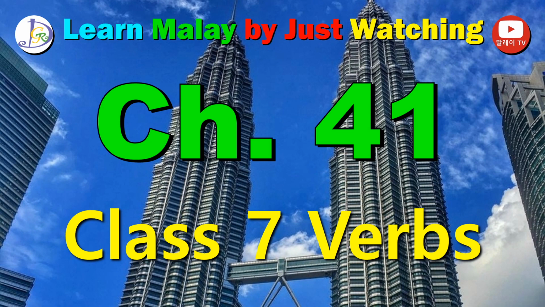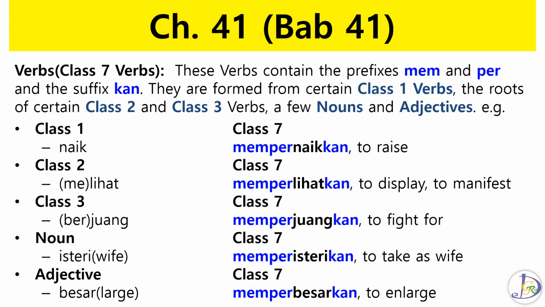Today we are going to chapter 41. I'm going to explain about class 7 verbs. Chapter 41 or bab 41. Class 7 verbs. These verbs contain the prefix mem and per and the suffix kan. They are formed from certain class 1 verbs, the roots of certain class 2 and class 3 verbs, and a few nouns and adjectives. Examples: for class 1, naik means to raise, to go up, to increase. Class 7, mempernaikkan, to raise.